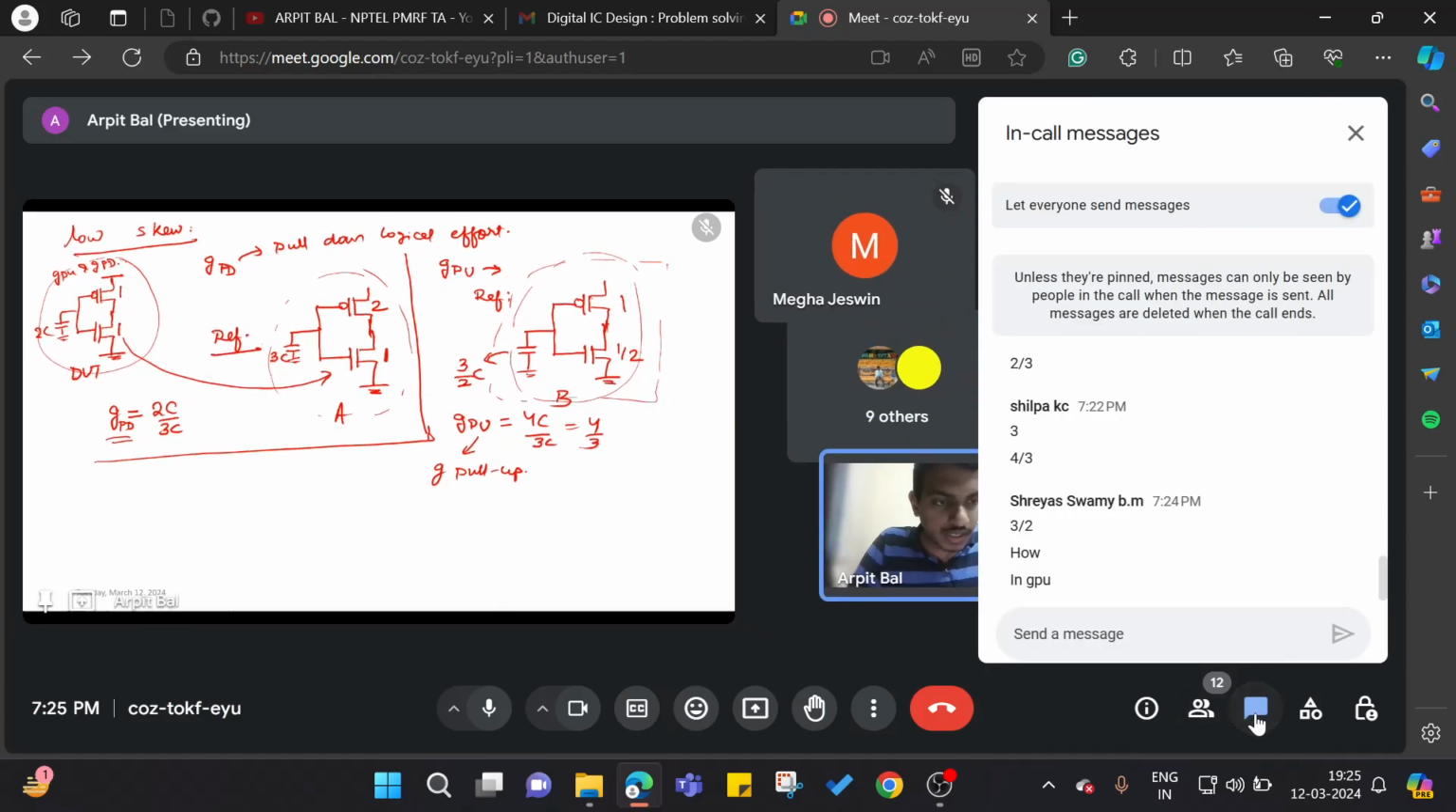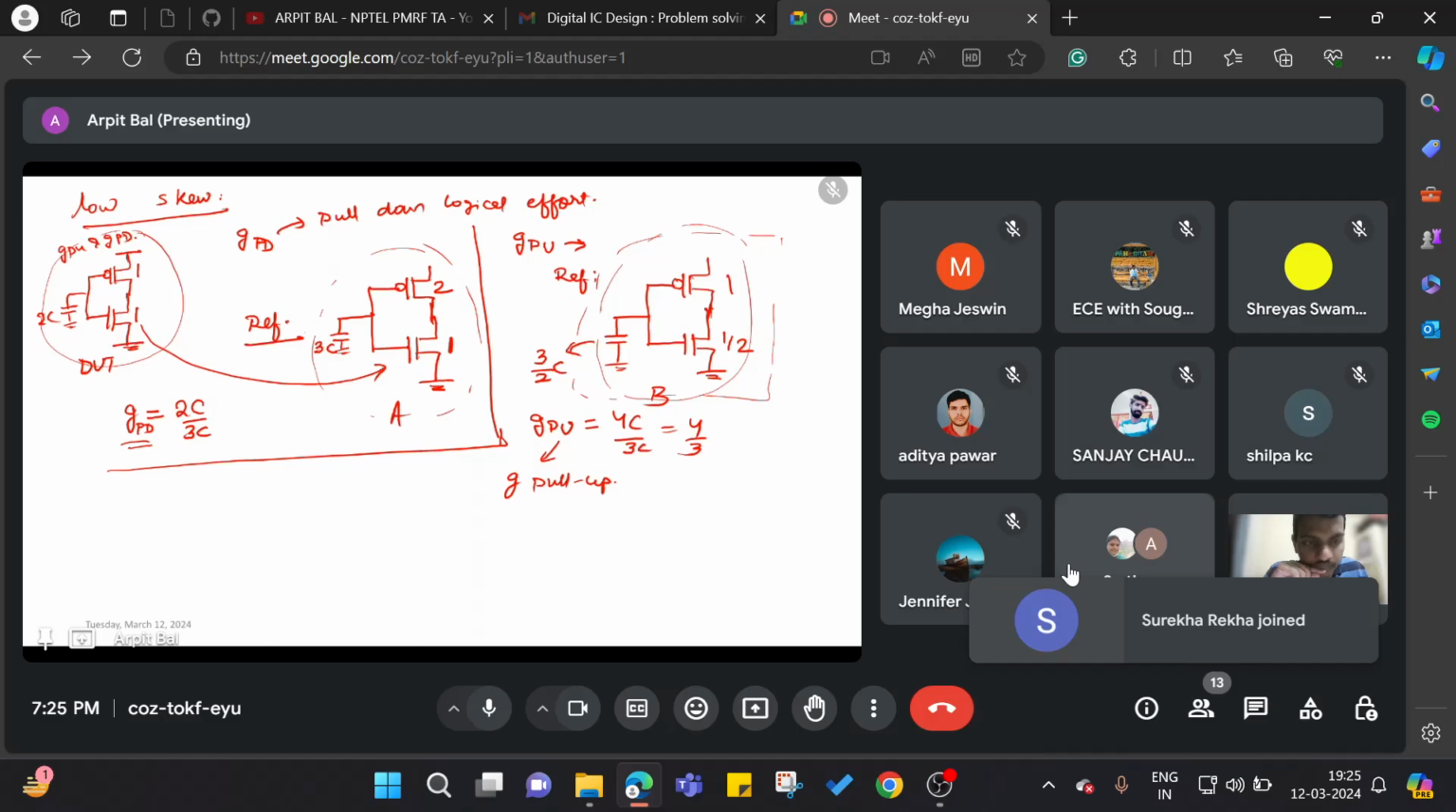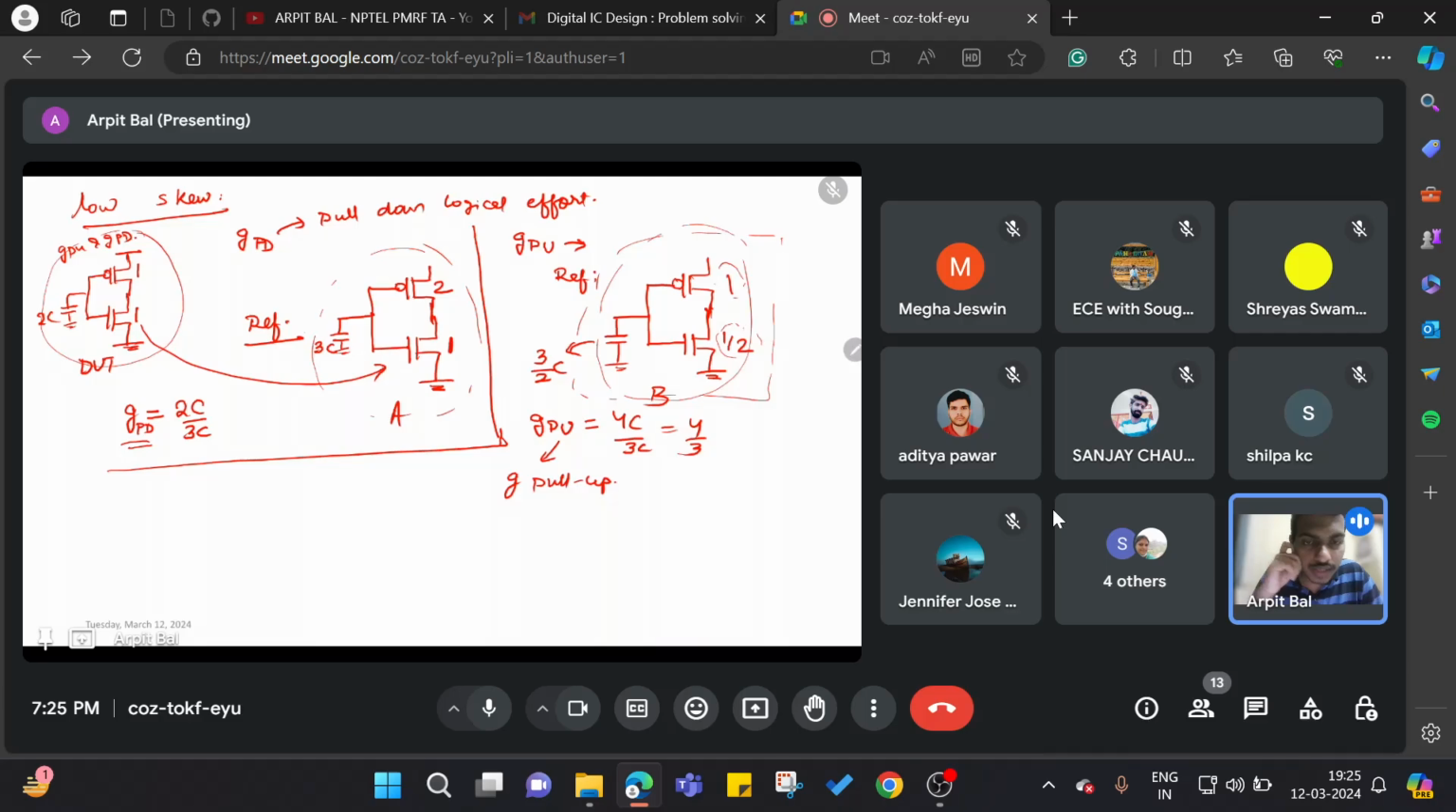Okay, then there is another question. How in GPU is it 3 by 2? It's because the PMOS size is 1 and the NMOS size is 1 by 2, right? So that's why it is 1 plus 1 by 2, 3 by 2.